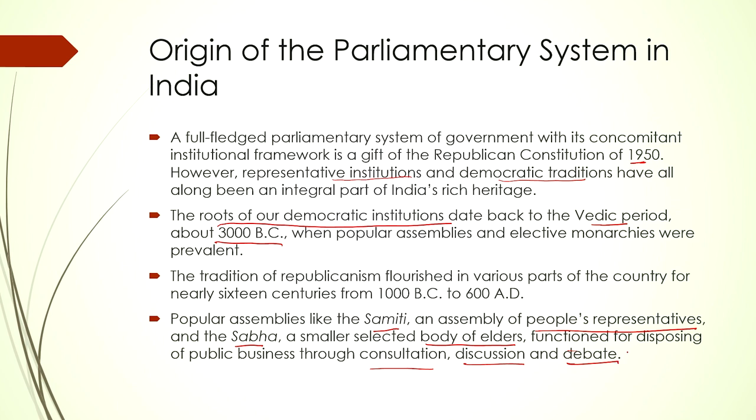Now, it is important to understand that the two institutions were very important in ancient times as representatives of people's will. One was the samitis, which were the assembly of people directly elected by the common people. On the other hand, there was another higher institution, the sabha, which was a smaller selected body of elders. We can safely draw a parallel between Samiti and Lok Sabha on the one hand, and Sabha and Rajya Sabha, or the higher body of the Indian Parliament, on the other.